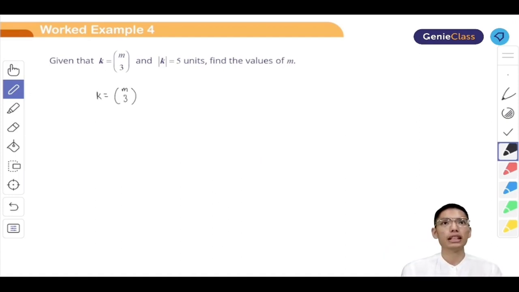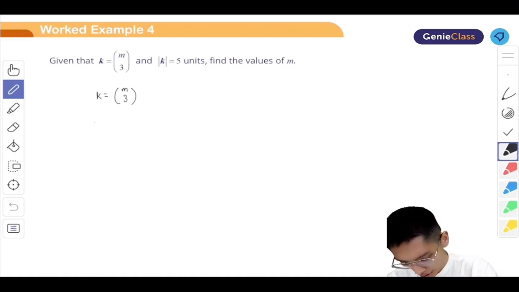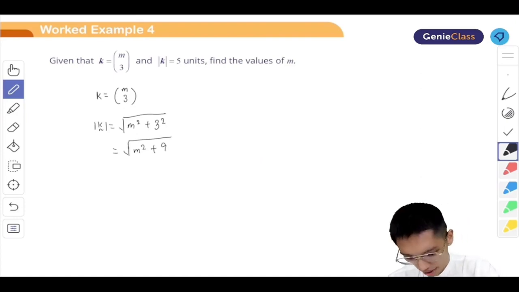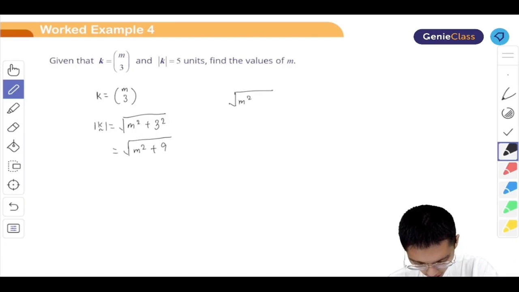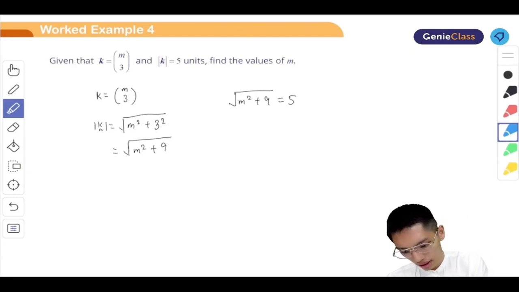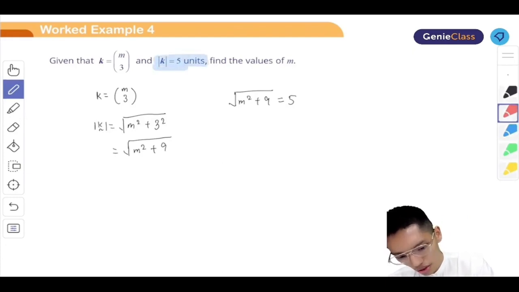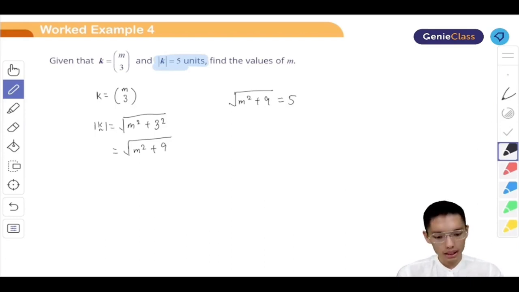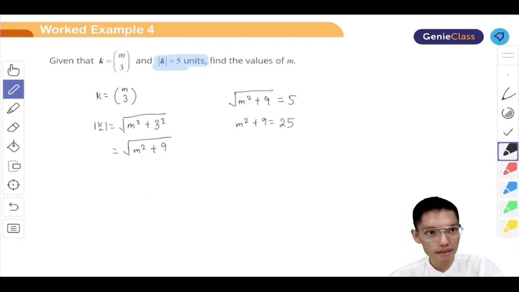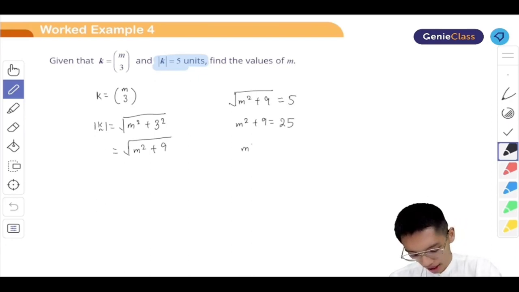First things first, they tell you the magnitude is 5. So what do we do? Use the magnitude formula, which is the square root of m squared plus 3 squared. This gives you m squared plus 9. What does that tell us? This value over here is going to be 5. Where is it said? Over here. Once you have this down, we can simplify further. We have the square root of m squared plus 9 equals 5. Square both sides, you have 25. I hope this is clear. I have m squared equals 16.